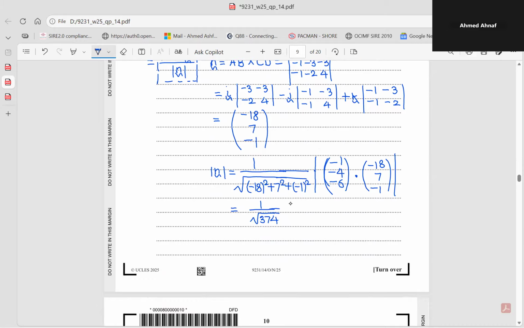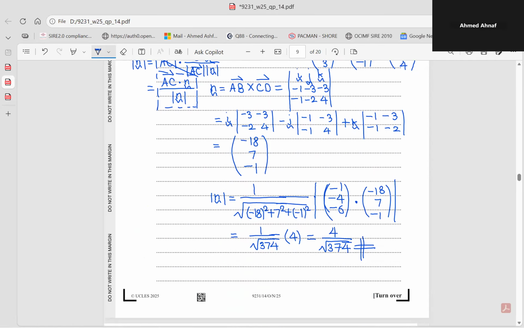Modulus of this is -1 times -18, that's 18, plus -4 times 7, which is -28, plus -6 times -1, which is 6. So you get -4, but luckily we put the modulus sign, so it's just 4, okay? And therefore our answer would just be 4 over square root 374. So this would be our final answer for this part as well as the entire question.